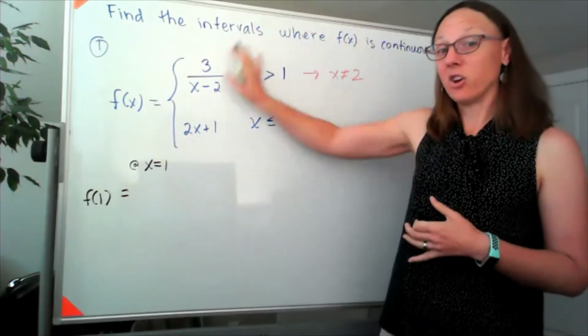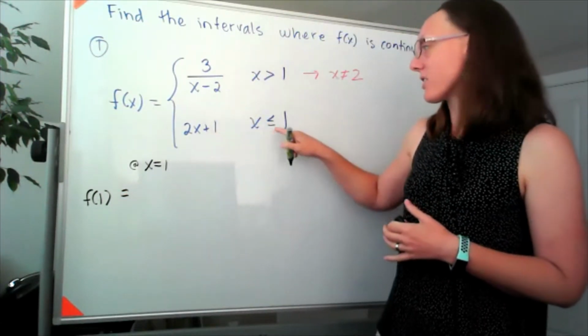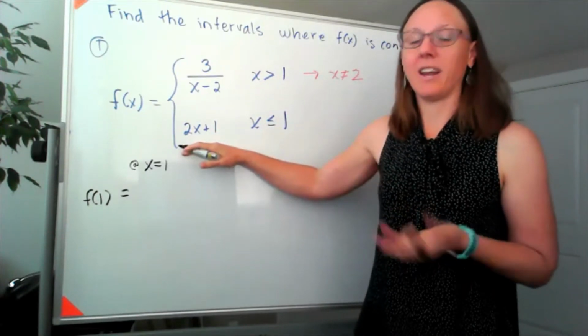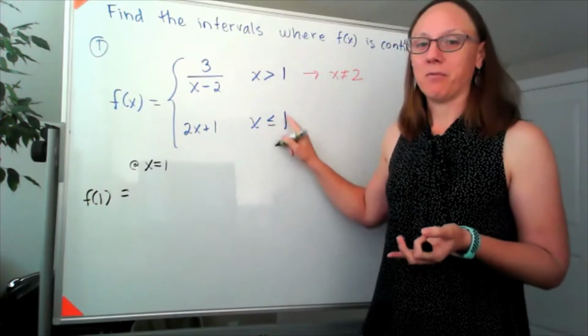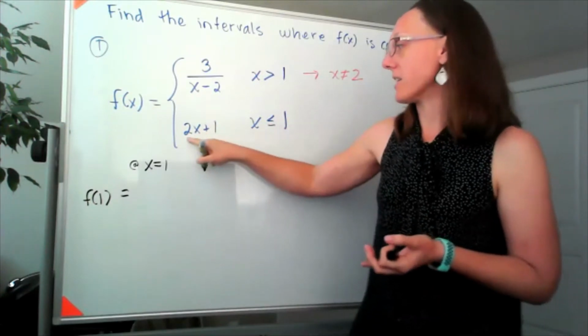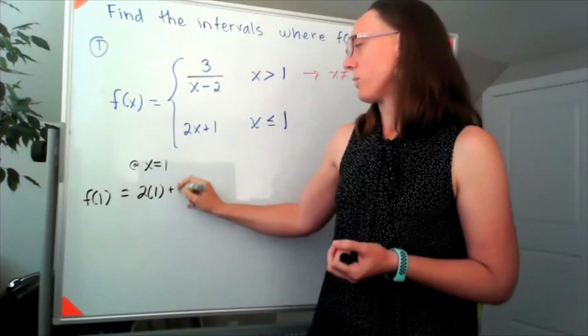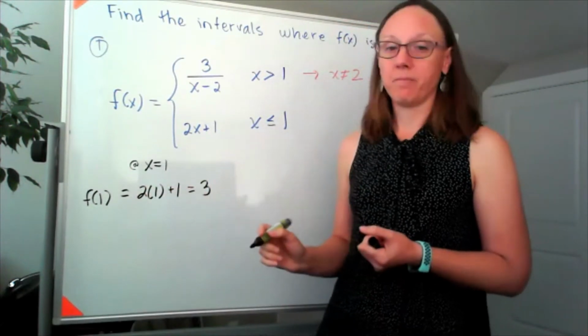Well, that says, look at our function. Is there somewhere with that or equal to that's going to let me actually plug in the 1? And there is. So here, if I take the 1, and this is the function I'd get to plug it into. So I'd have 2 times 1 plus 1, and I'd get 3.